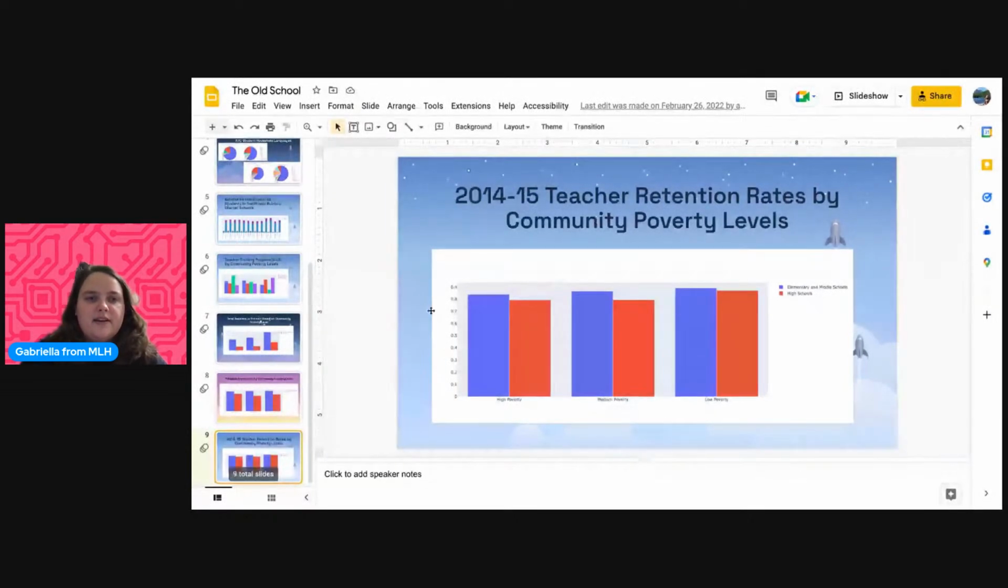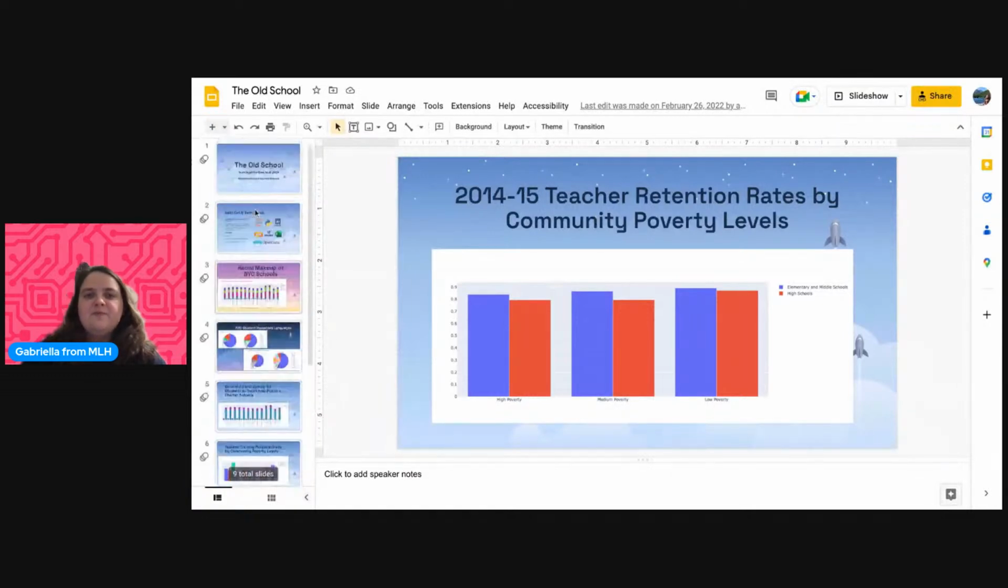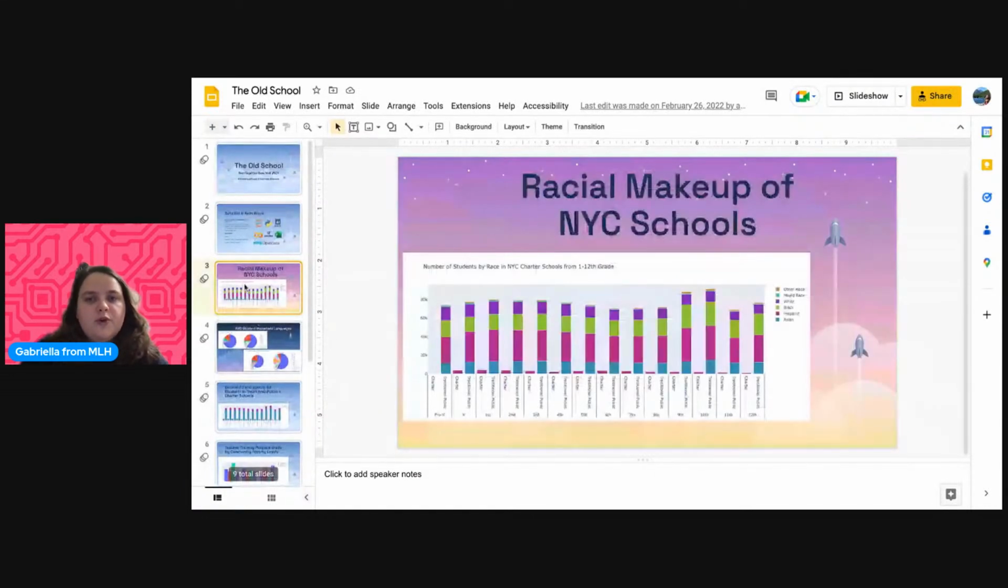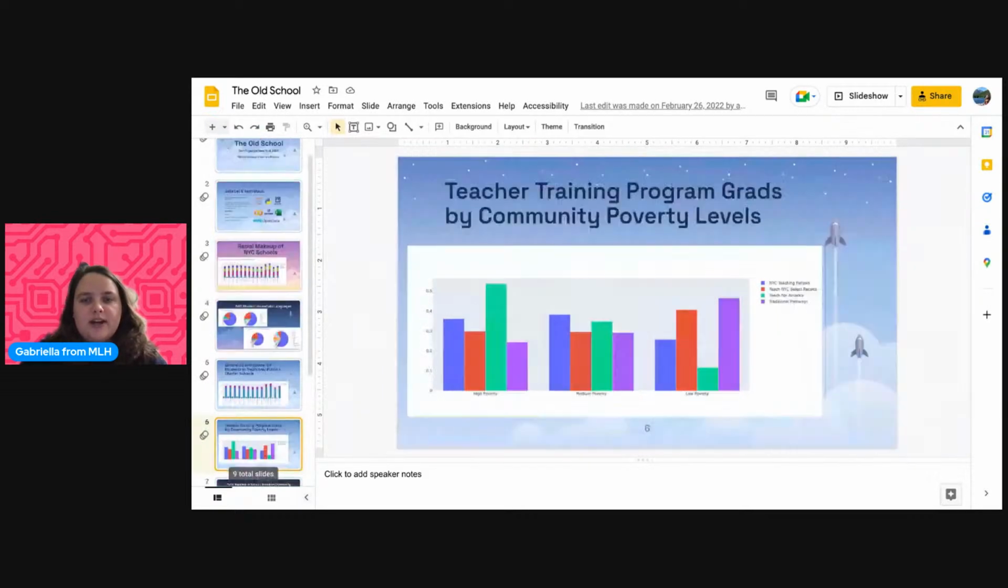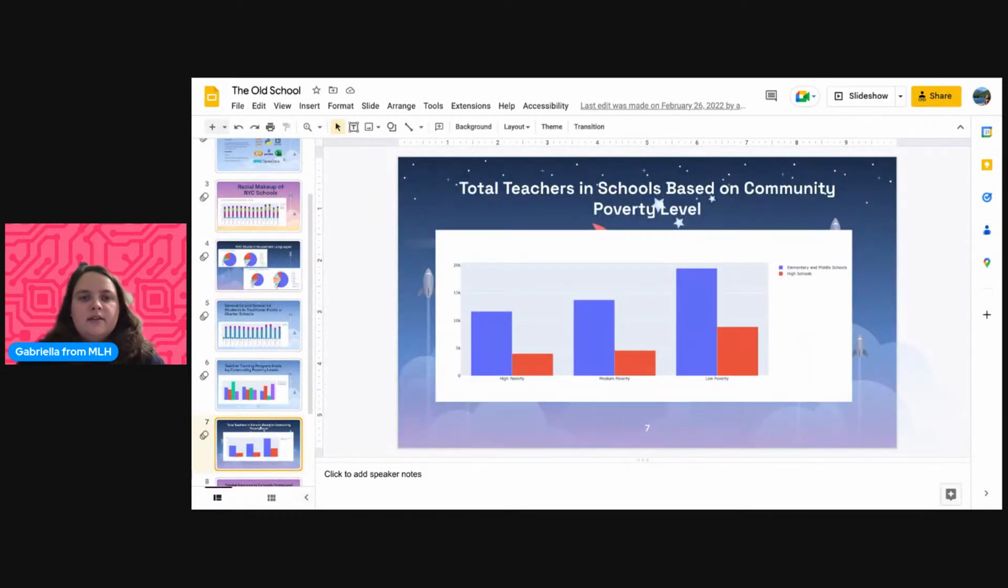This has all the graphs I've been talking through. You can get a general look at it. I didn't have too much context, but it was just the graph and title essentially.